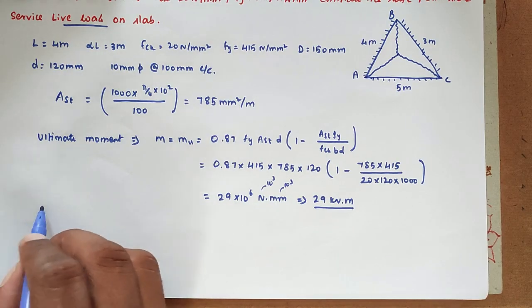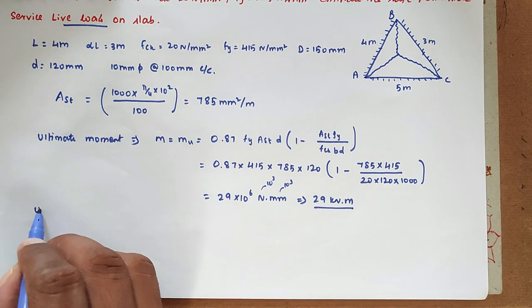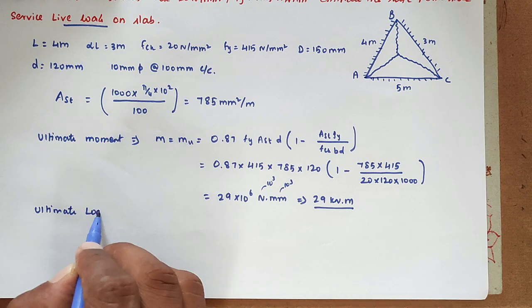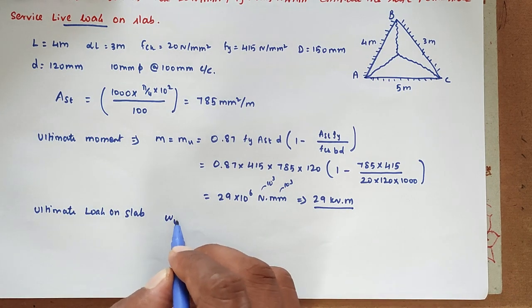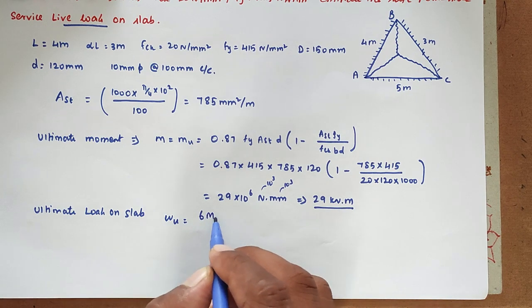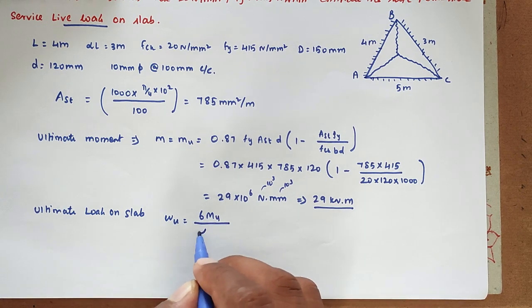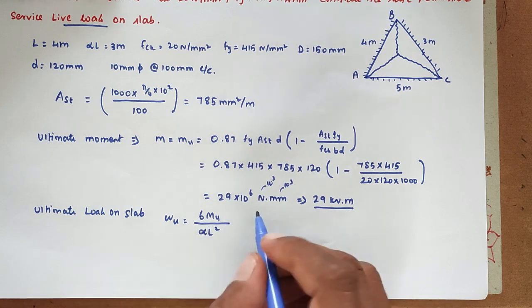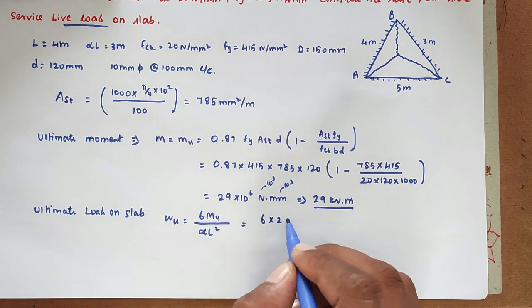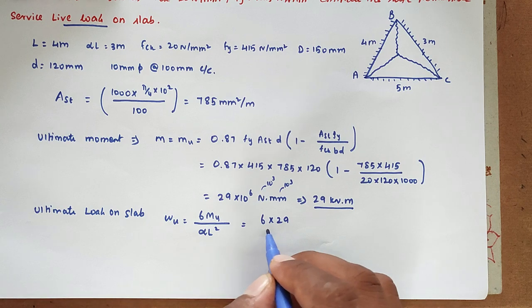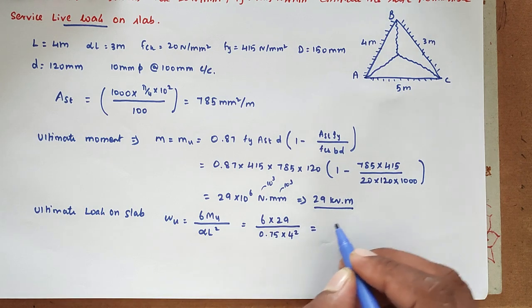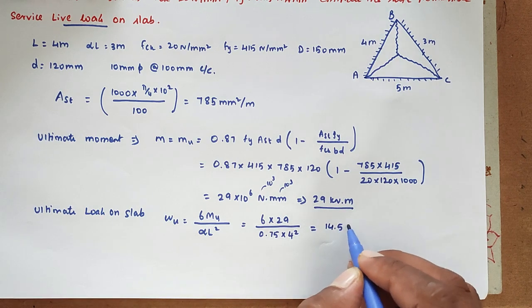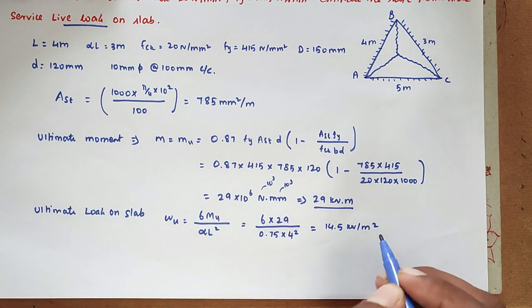Now we can find out the ultimate load on the slab. We know the formula, Wu equal to 6 into Mu divided by alpha L square. So 6 into Mu, which is 29, divided by alpha value 0.75 into 4 square. Now we got the value of 14.5 kilonewton per meter square.